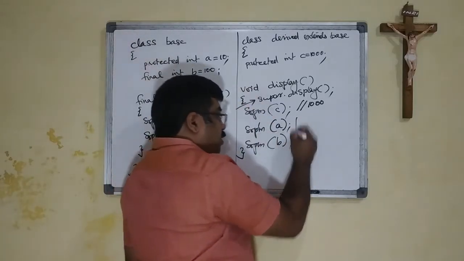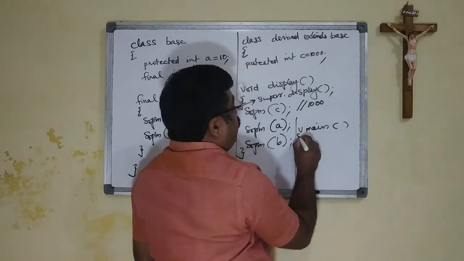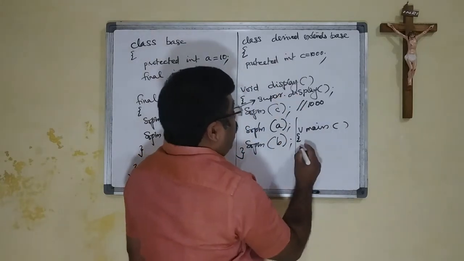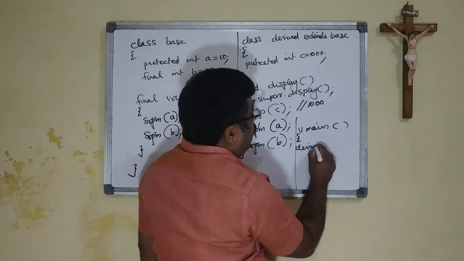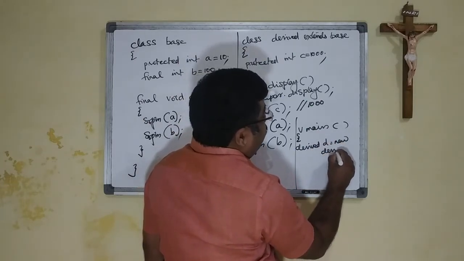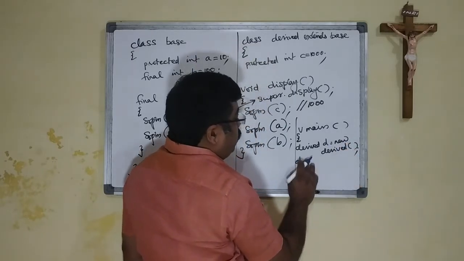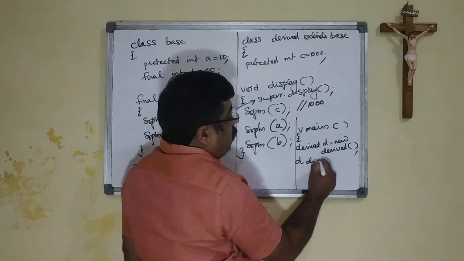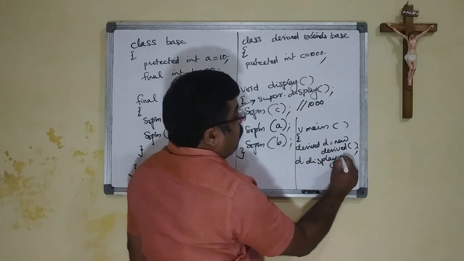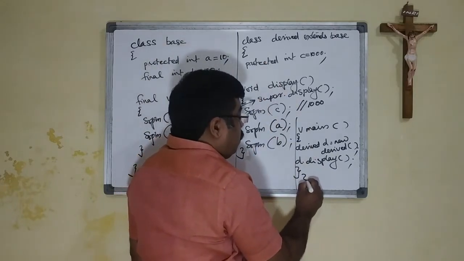I'm going to write the main, void main, creating the object for the derived class. Derived D is equal to new derived. D dot display. Main closed, class closed.